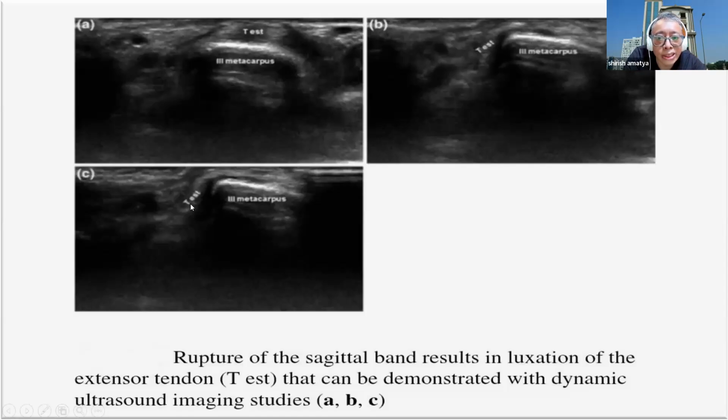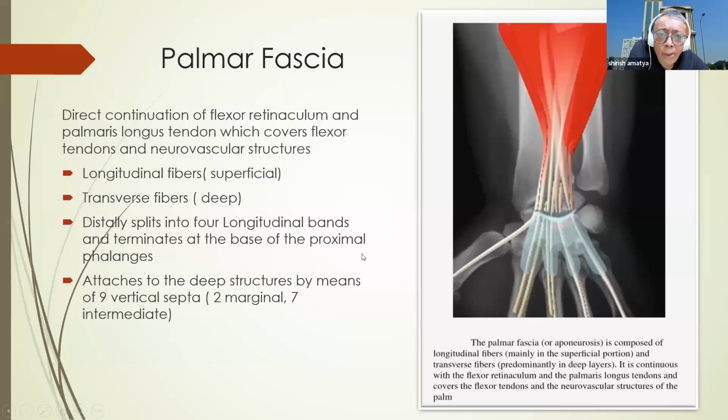As also in picture C, you can see the tendon is in the lateral side of the metacarpal head, and it is not over the head of the metacarpal. That means the sagittal pulley has been ruptured and the extensor tendon is dislocated to the lateral side. When we see these patients, we usually send them for orthopedic referral for the repair of the pulleys. So coming to palmar fascia.